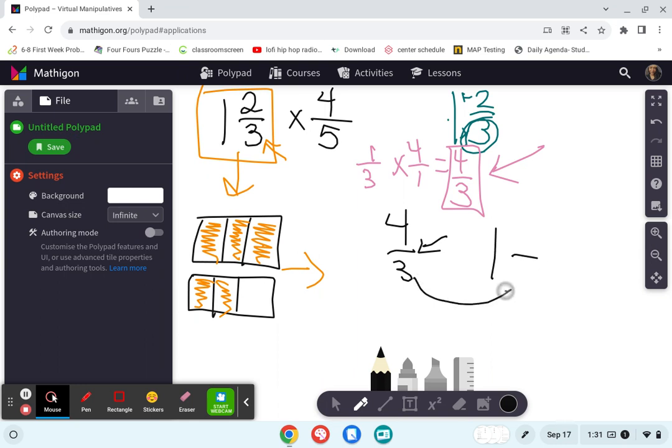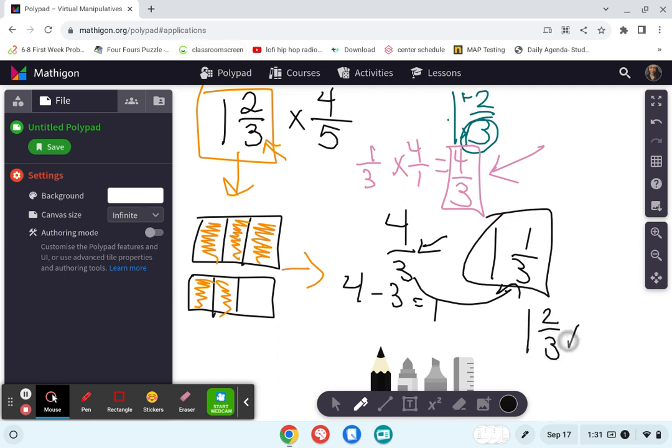I keep my denominator. How many are left over if I subtract the amount of threes there are in 4 from 4? There will be 1. So my complete answer of 1 2/3 times 4/5 is 1 1/3. Okay. That's how we do it. If you have any questions about it, we can talk about it later.